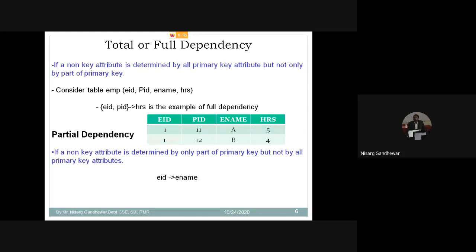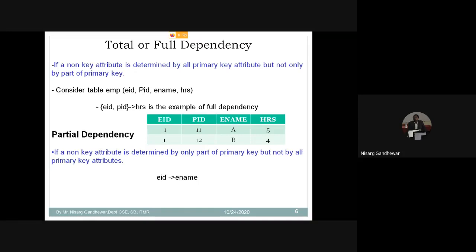Okay, so in that case, what is required? It is required that I should use all primary key attributes to identify the non-key attribute. So in this case, what is the meaning of key attribute or prime attribute, or what is the meaning of non-key attribute or non-prime attribute?